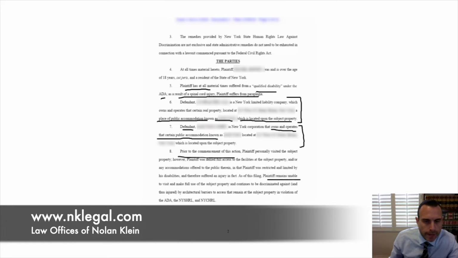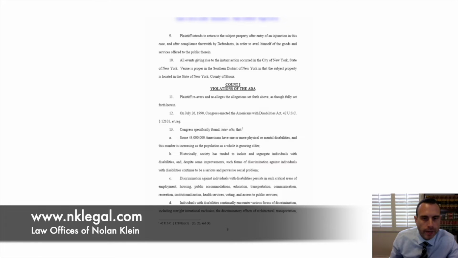Plaintiff remains unable to visit and make use of the property and continues to be discriminated against and thus injured by architectural barriers to access that remain at the subject property in violation of the ADA. Plaintiff intends to return to the property after an injunction is issued and after compliance by the defendant therewith, in order to avail himself of the goods and services offered to the public therein.